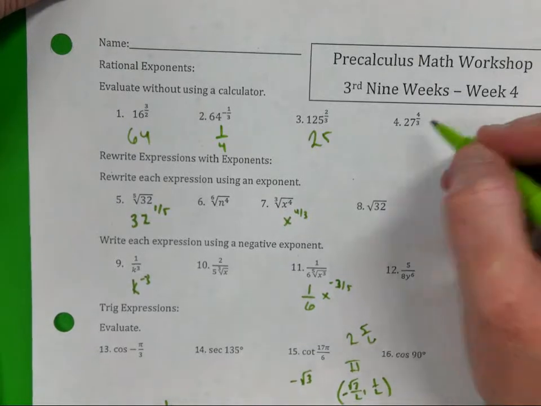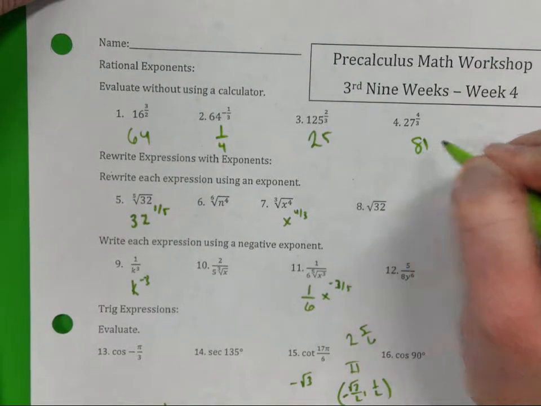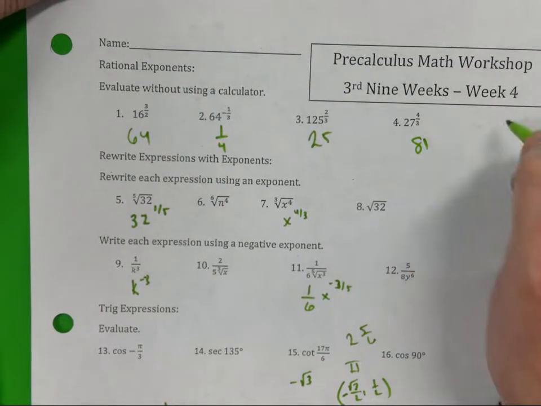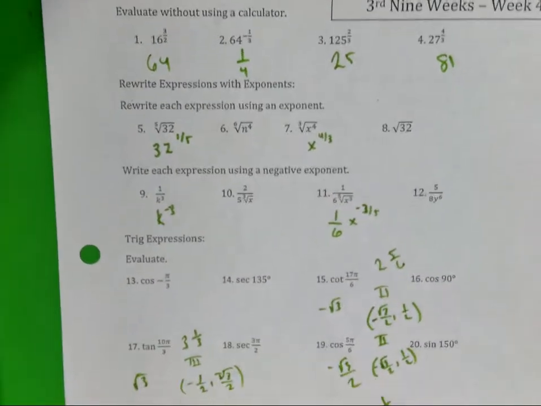All right, what's the cube root of 27? 3. 3 to the 4th is? You said, Mr. Harris, if I didn't know 3 to the 4th, could I go to the side and work it out? Yes, yes. Number 6, how can I rewrite that using an exponent?